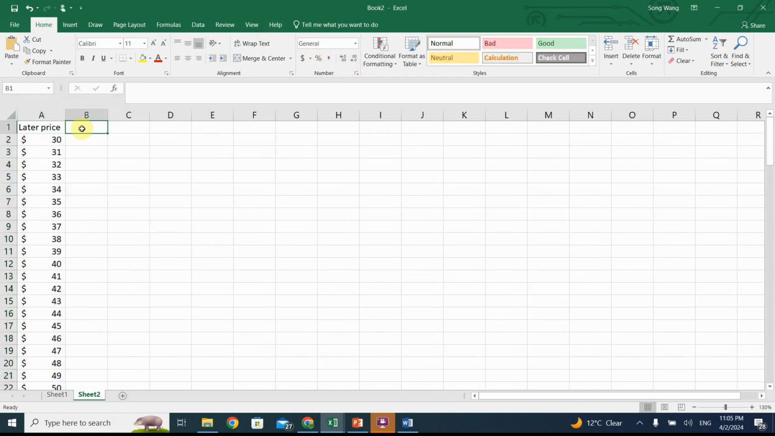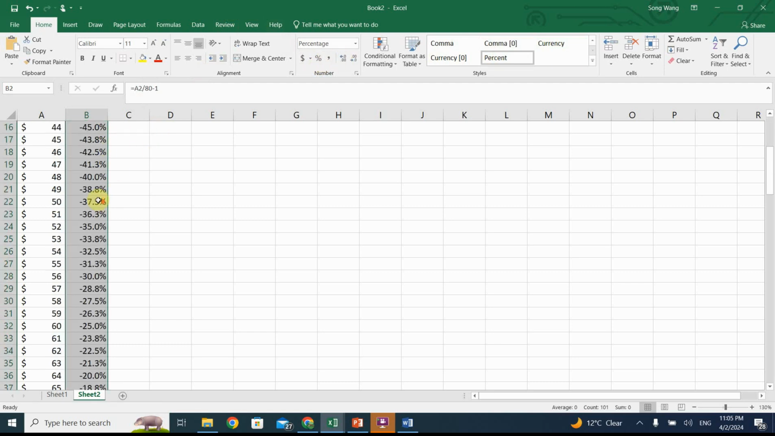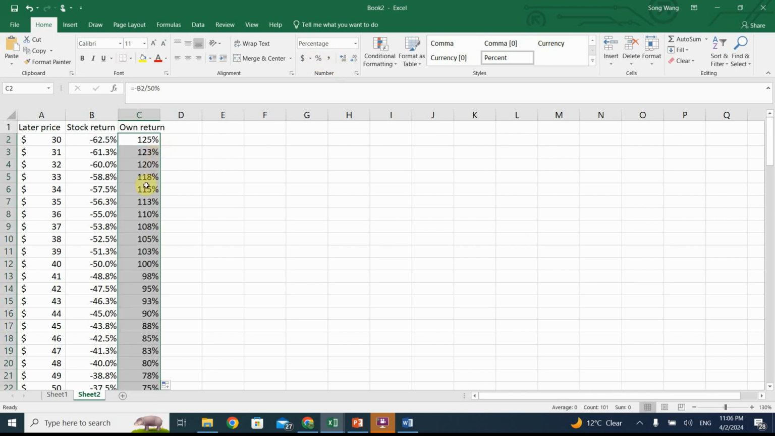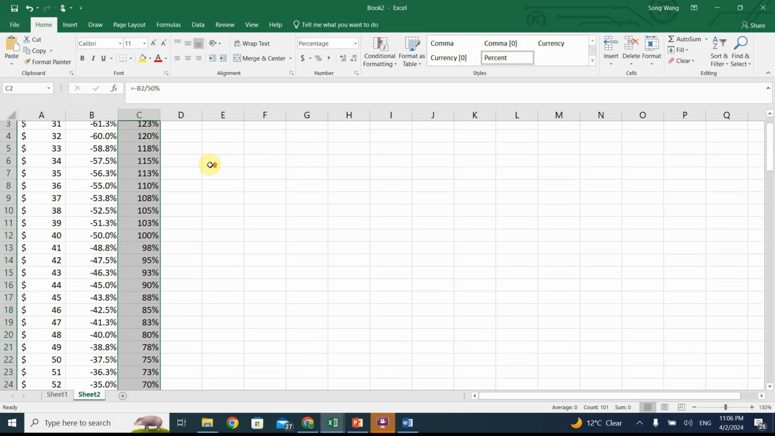Then you will need to calculate the stock return first. You know that the later price is 30 and the earlier price is 80, minus 1, so this is not 63.63%, it's actually negative 62.5%. Then you generate all of the stock returns for the entire column. To get your own return, it is fairly straightforward. You just use the negative of the stock return divided by the margin requirement of 50%, and replicate the same calculation for all the other cells.